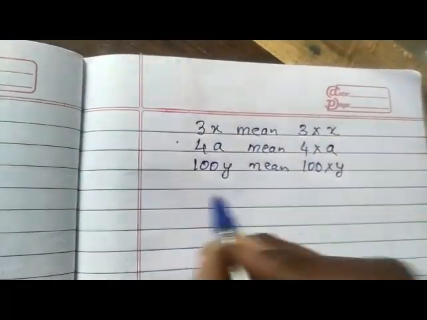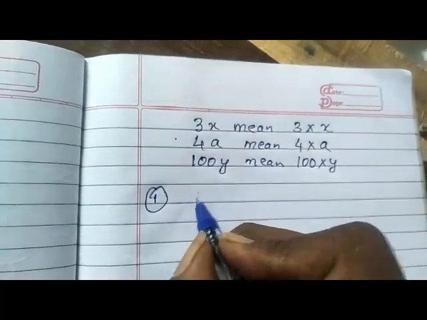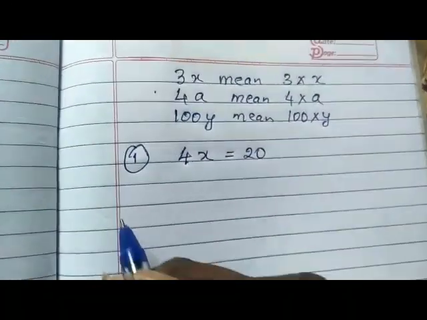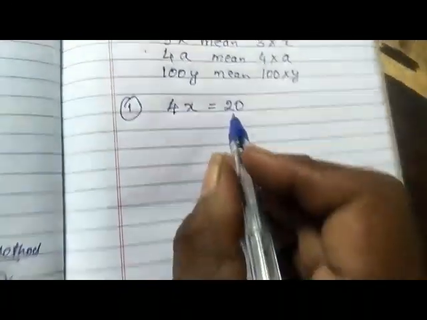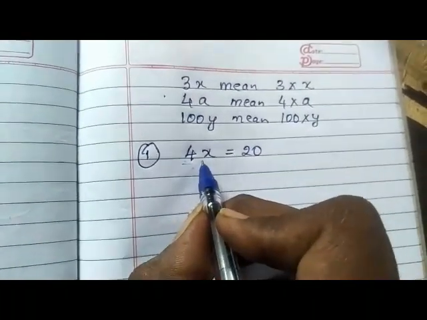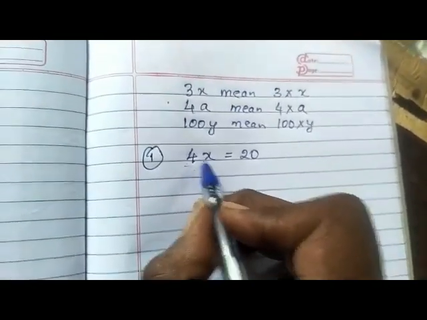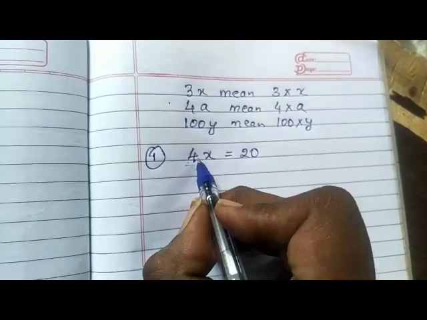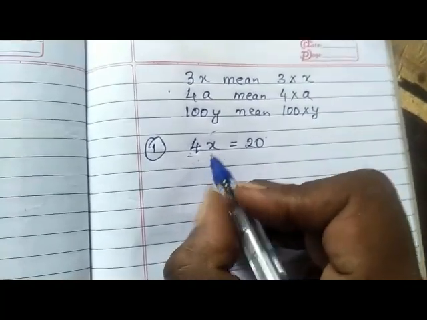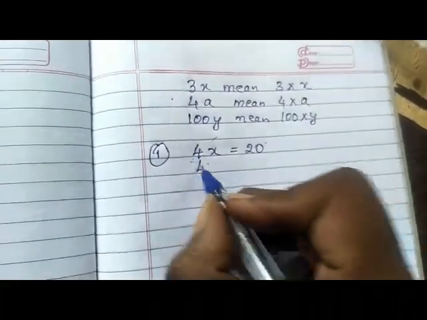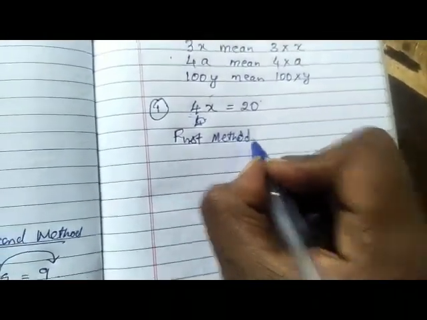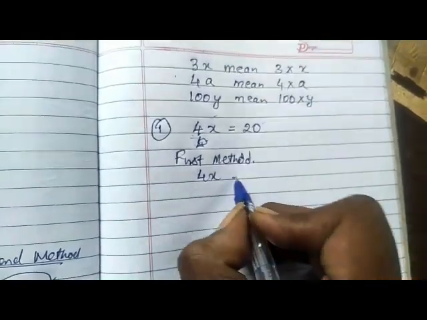Okay, so our first sum is, let's say, 4x is equal to 20. When I write 4x is equal to 20, that means here no addition, no subtraction. This is multiplication, right? This is multiplication, 4 into x. Now this multiplication, when you want to write on this side, we want to divide it, right? So remove this. Let's do it by two methods. Our first method, 4x equal to 20.